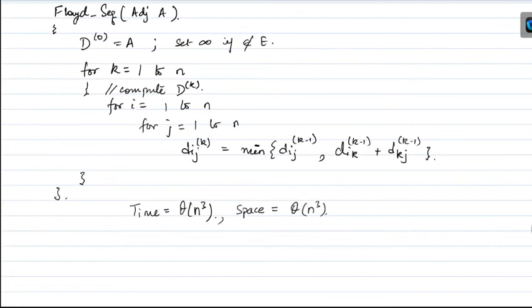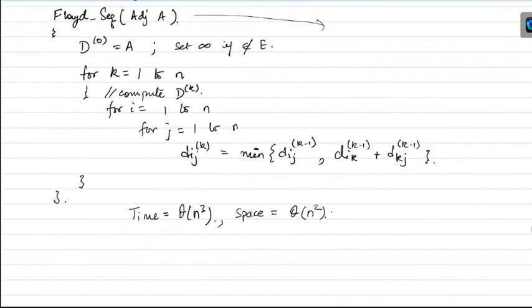N cube. Can you do better? You can make do with 2 n squared matrices. So maybe you can do with theta n square, because you only need the k minus 1, right? You don't need k minus 2, k minus 3, and so on. So you can do with theta n square. I hope it's clear, right? This adjacency matrix A is of size n cross n.